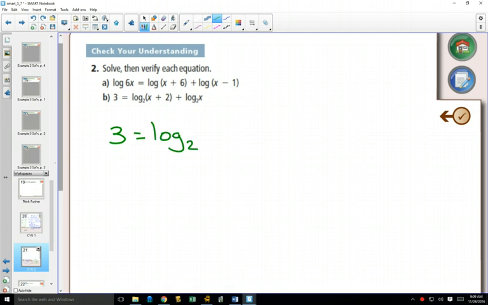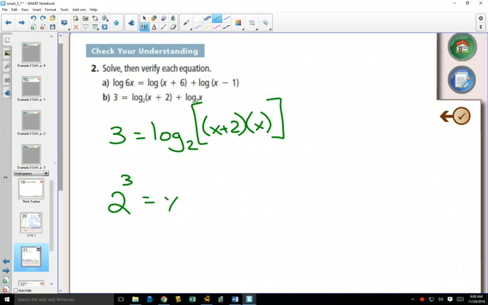And they're adding, so we would multiply. Now that it's a single logarithm, now we can use our definition of a logarithm and change it to exponential form. The base is, exponent. And if I multiply that out, I'm going to get x squared plus 2x.